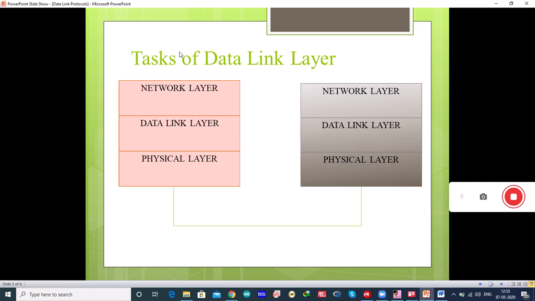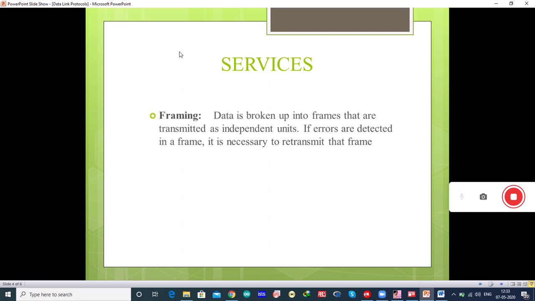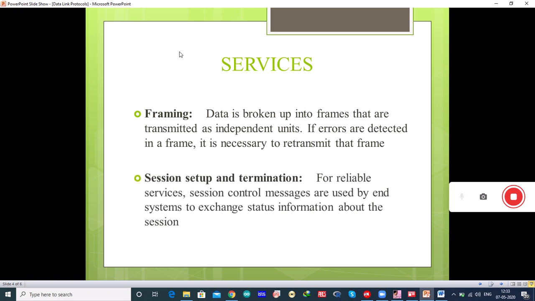Now, let us see the services provided by the data link protocols. Data link protocols may provide the following services, which I am going to explain now. The first one is framing. Data is broken up into frames that are transmitted as independent units. If errors are detected in the frame, it is necessary to retransmit the entire frame.